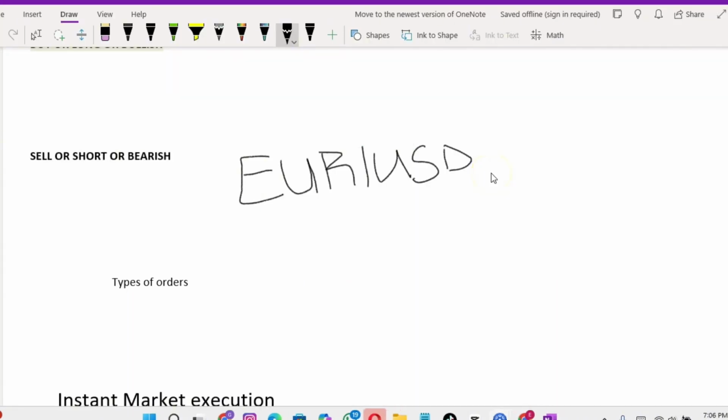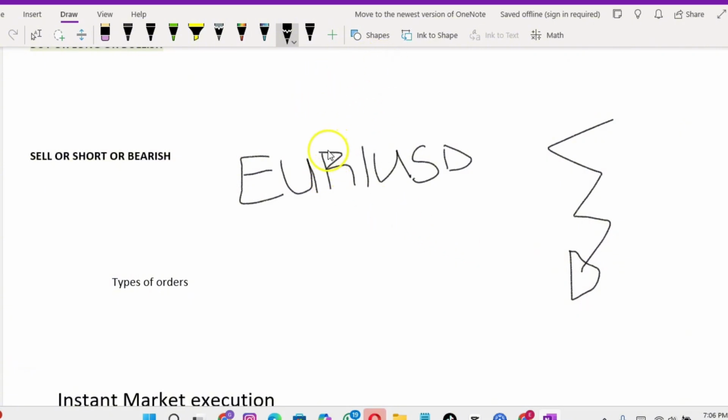So the next term I'm going to be explaining is sell or short or bearish. You sell a particular asset anticipating that the price of that asset will depreciate or will fall or will reduce. For example, if you are selling a currency pair like Euro USD, it means that you are anticipating a fall in the price of a particular currency.